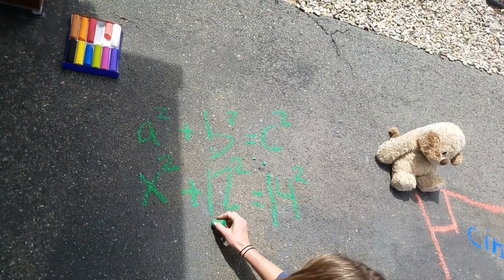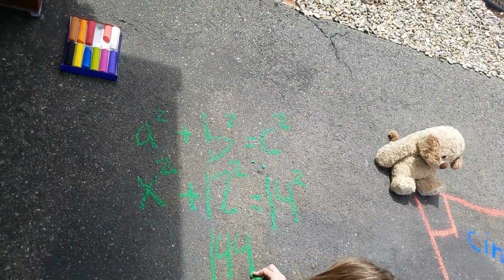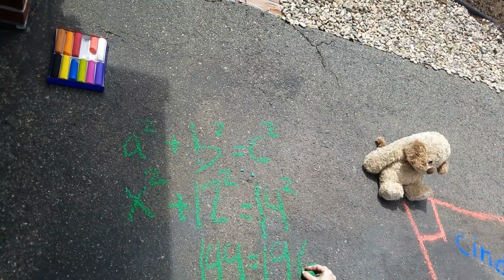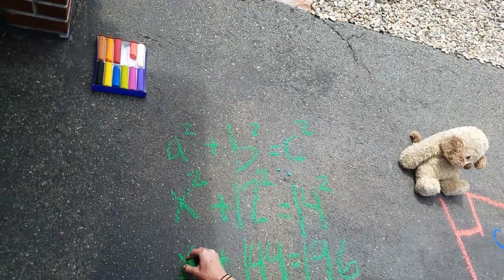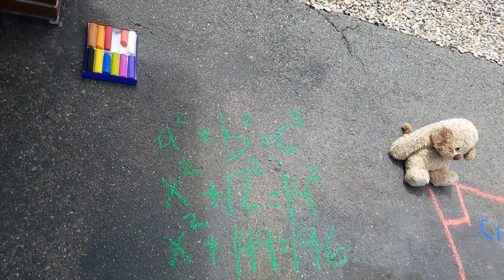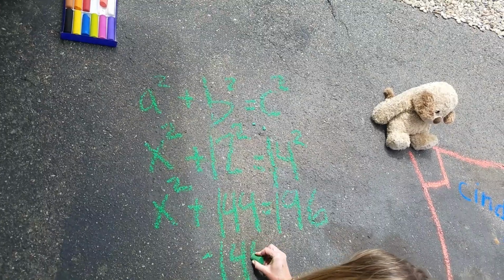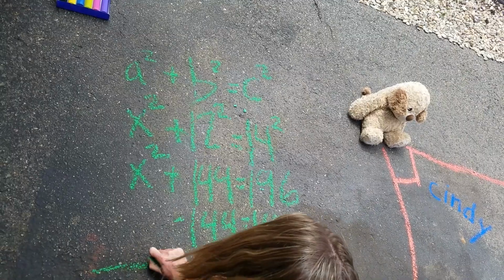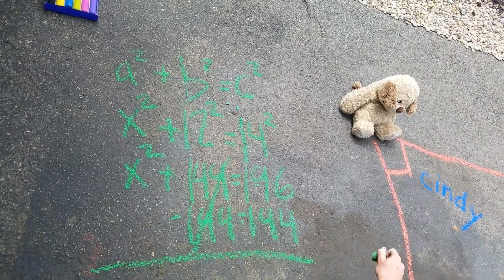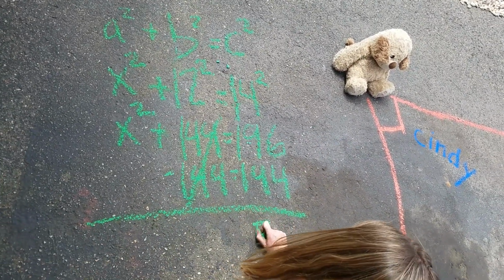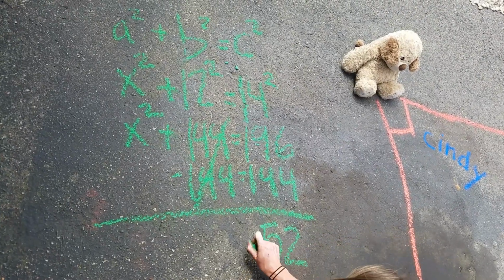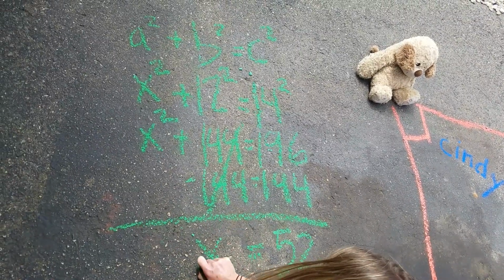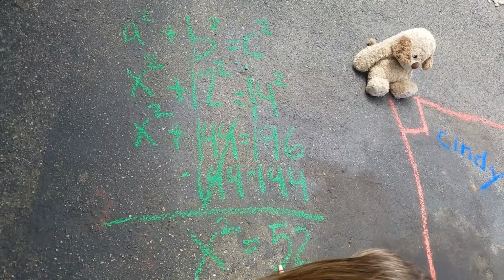So 12 squared would be 144. 14 squared is 196. And we keep x squared as x squared. So now I'm going to subtract 144 from both sides. And 196 minus 144 will be 52. And 144 minus 144 cancels, so I just bring down the x squared. I have x squared equals 52.